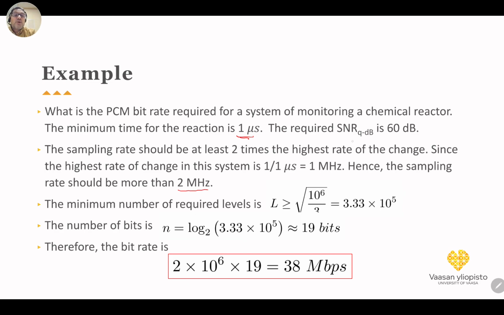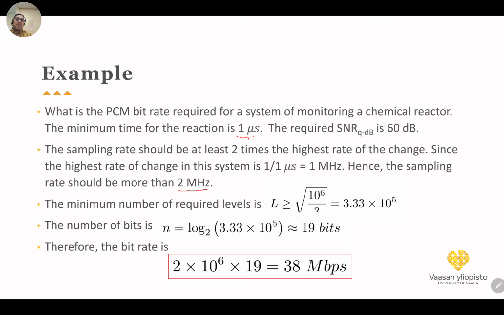Now we calculate the number of levels required to achieve 60 dB. As we did in the previous slide, 3L squared should be greater than or equal to 10 to the power 6. We take it from dB to the linear scale, so L squared is at least 10 to the power 6 divided by 3, which gives 3.33 times 10 to the power 5. Then we can calculate the number of bits as shown in the previous slide. It gave us 19 bits, so we need 19 bits to represent this signal. And now the required bit rate will be 19 times 2 times 10 to the power 6, because this is 2 megahertz.